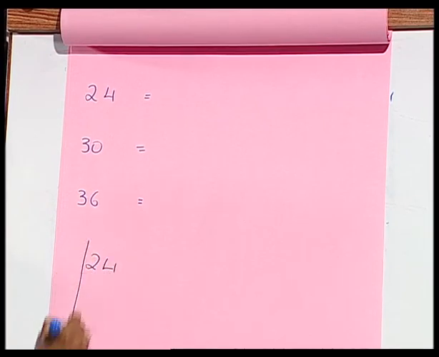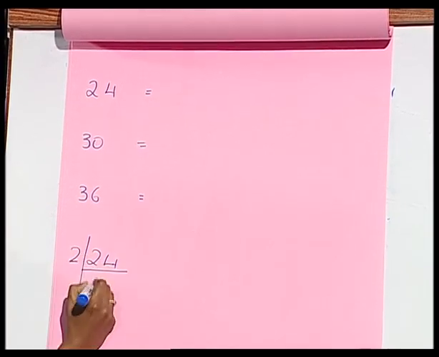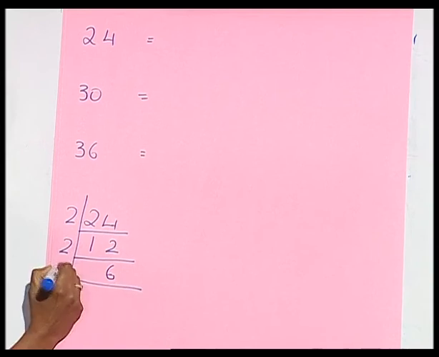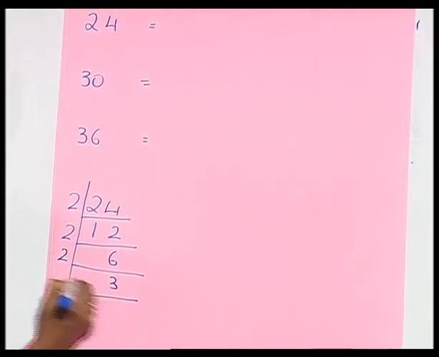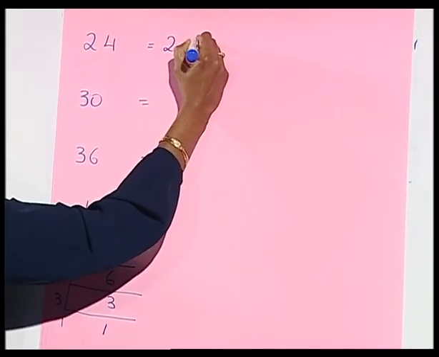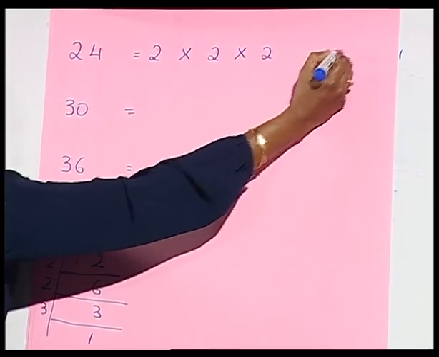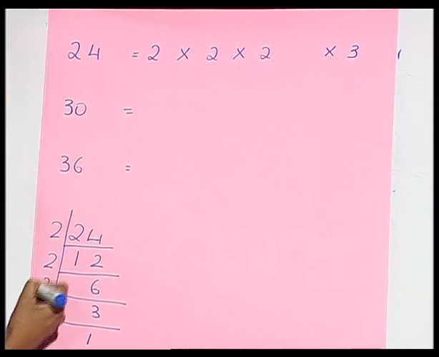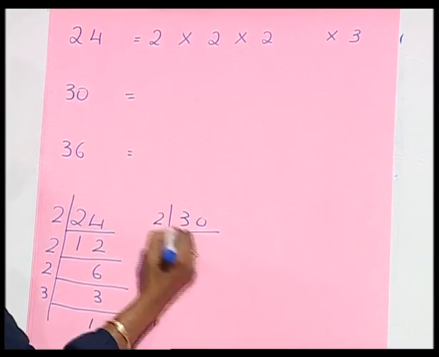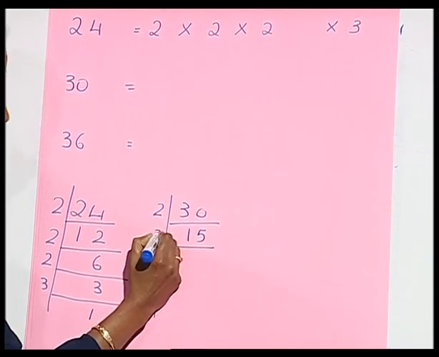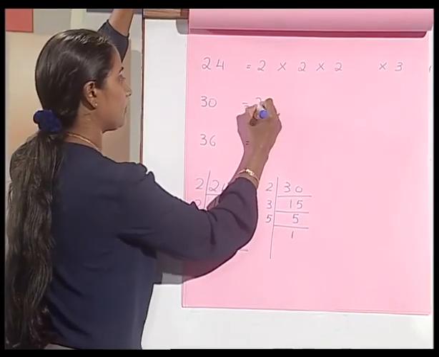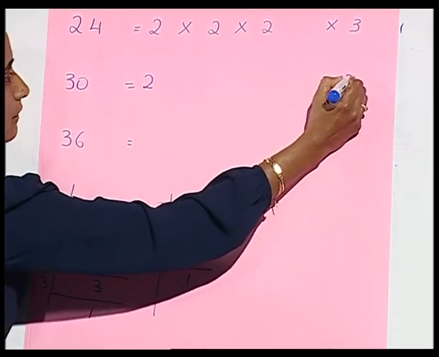You find the factors of 24. So I divide by 2, I get 12. Divide by 2, I get 6. I divide by 2, I get 3. And I divide by 3 to get 1. So 24 can be written as 2 times 2 times 2 times 3. Now I find the factors of 30. I divide by 2, I get 15. I divide by 3, I get 5. And I divide by 5 to get 1. So 30 can be written as 2 times 3 times 5.